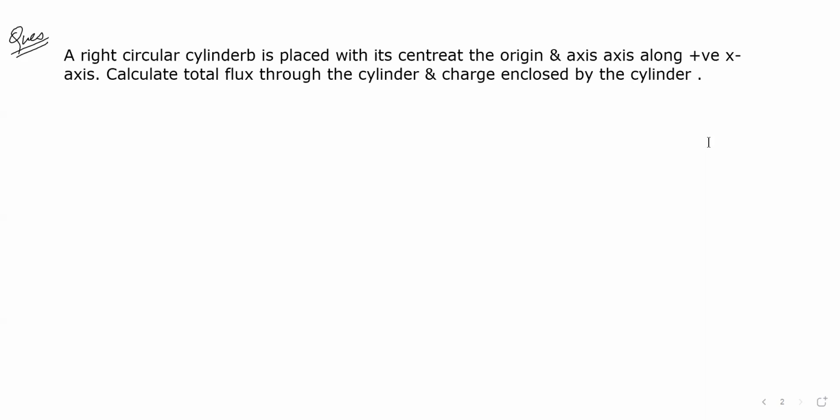Have you noted it? Yes, sir. Now, try to understand this question. It is saying that a right circular cylinder is placed with its center at the origin and axis along positive x-axis. Calculate the total flux through the cylinder and charge enclosed by the cylinder. Okay, this is your question.